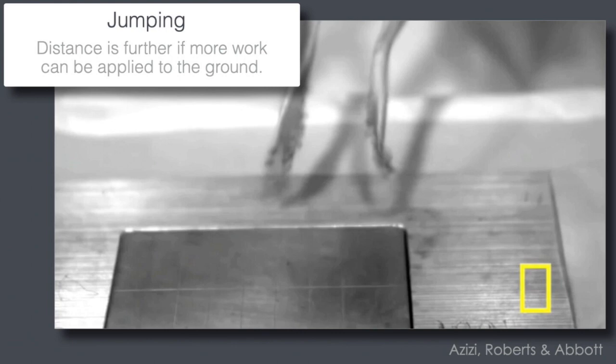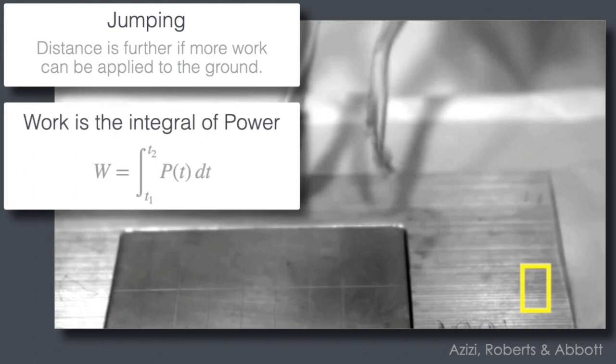Work. Another term related to work: power. Since power is the first derivative of work with respect to time, if you integrate power, let's say you measure how much power you're exerting on the ground, and you integrate that over time, then you can calculate how much work is being generated.